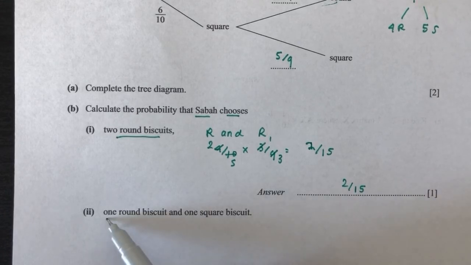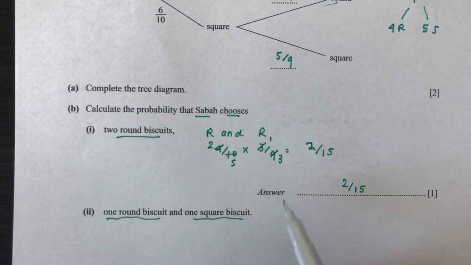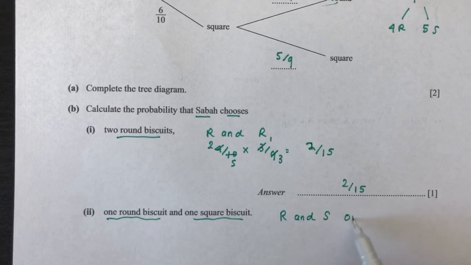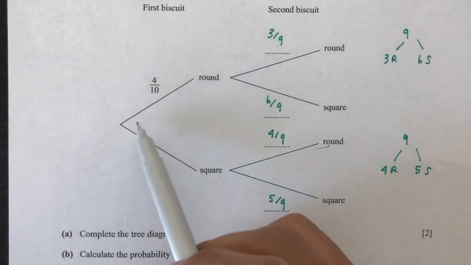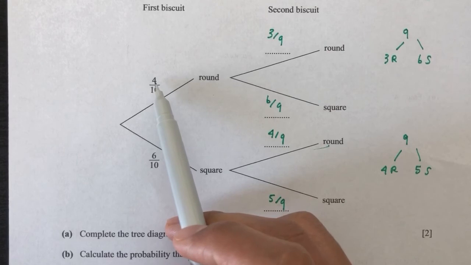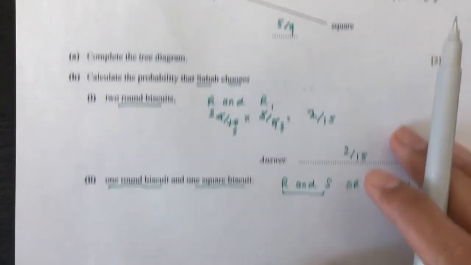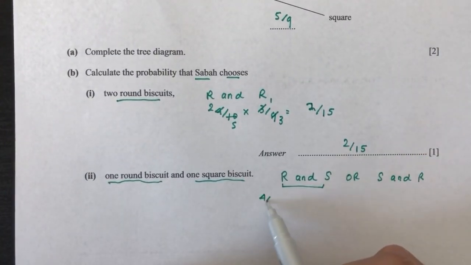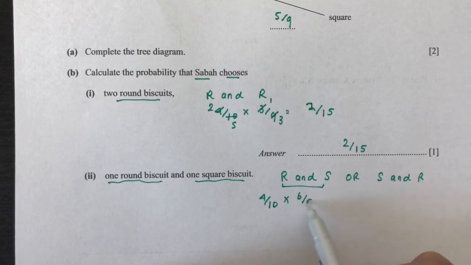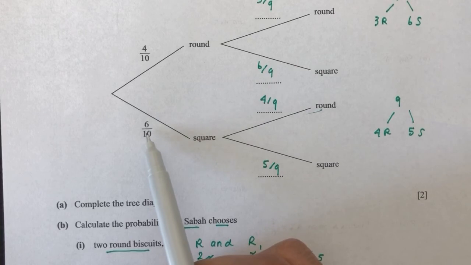Now part 2, 1 round biscuit and 1 square biscuit. So it can be round and square, or it can be square and round. So first one, round and square. Round and square can be 4/10 times 6/9, or it is plus square and round. Square is 6/10 times 4/9.